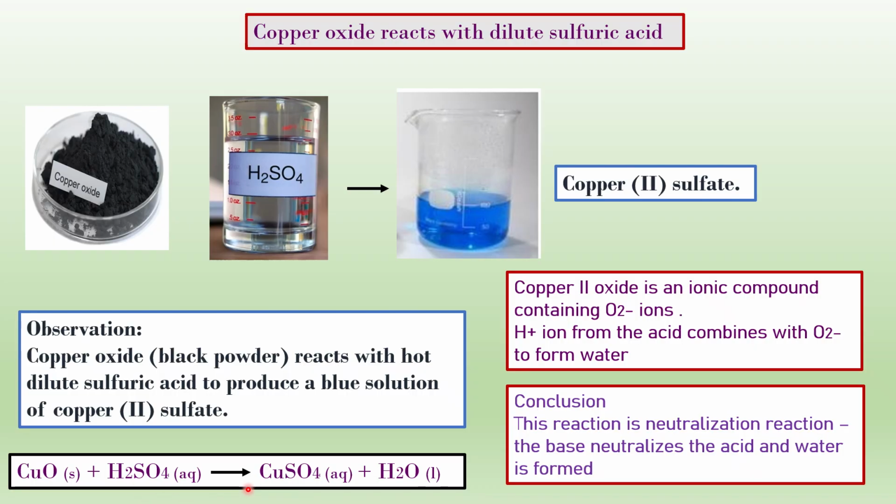Their reaction means that the copper replaces the hydrogen ions, forming copper sulfate. Hydrogen ions from the acid combine with oxygen ions from the copper oxide, forming water molecules. Copper oxide is an ionic compound. It means it contains ions, copper ions and oxygen ions. The O2 minus ion has a negative 2 charge.